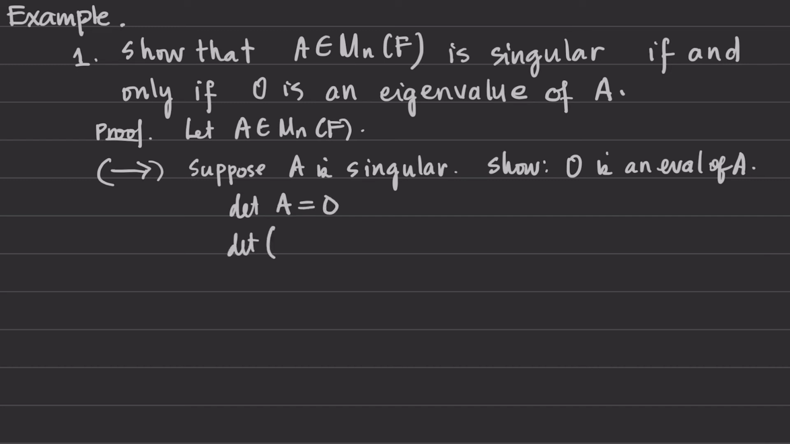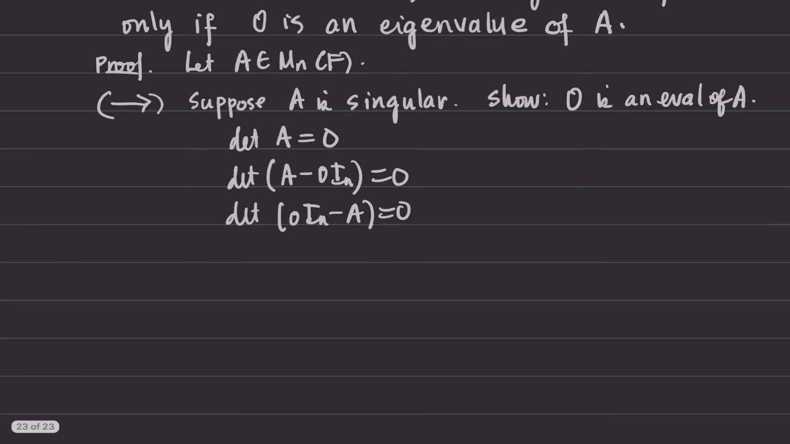Pero ang determinant ng A ay equal to determinant ng A minus 0I is 0. Tama? Pwede mo isulat nga na ganito. Okay, so baliktarin natin, no? So, determinant ng 0I minus A is 0. Pwede kang mag-multiply ng negative 1 on both sides. Tapos, determinant ng negative I times this.